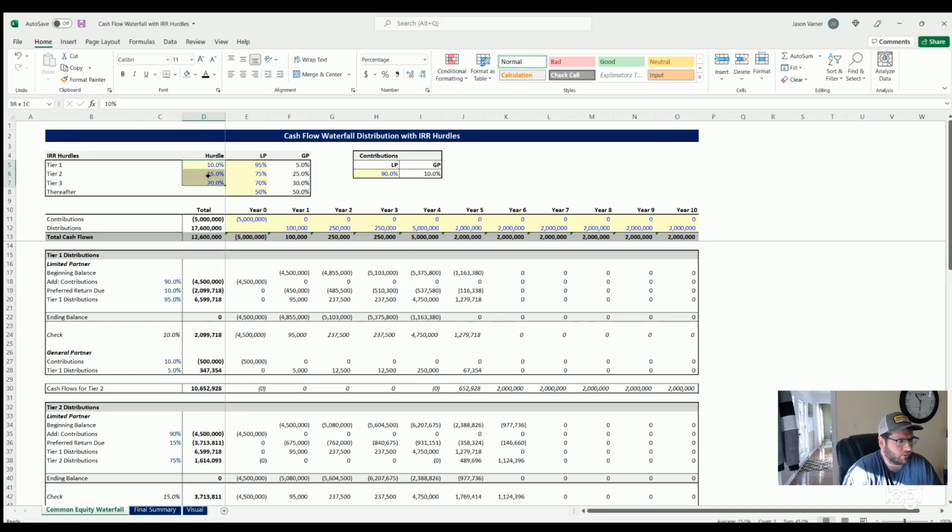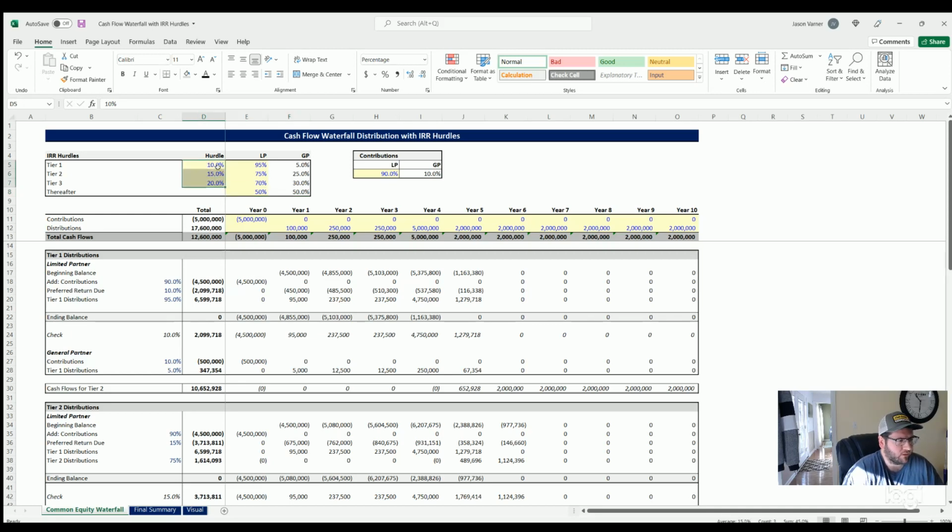There's three hurdles. Up to 10%, cash is split this way. From 10 to 15, it's split the second way. From 15 to 20, it's split this way, and then above 20 is split in this final rate. These rates are not standardized. Obviously, they're going to change depending on the environment and the deal and everything.